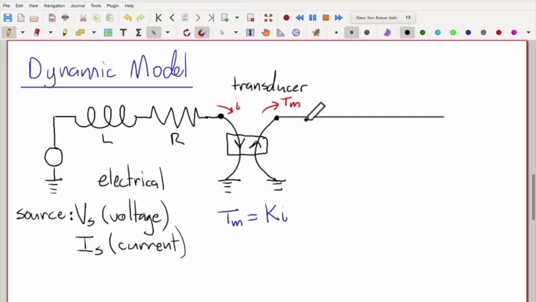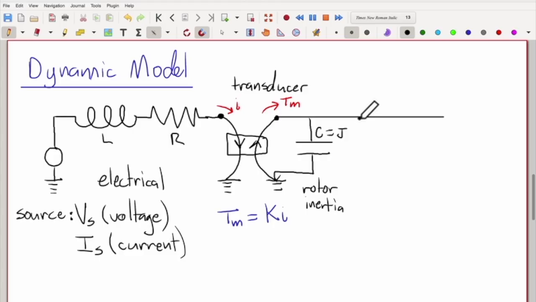The first thing that pulls off the torque coming out of the transducer is the inertia of the rotor, which I'm going to model as a capacitor, and the capacitance is equal to the moment of inertia of the rotor. This connects to that ground there. I'll just call this rotor inertia.